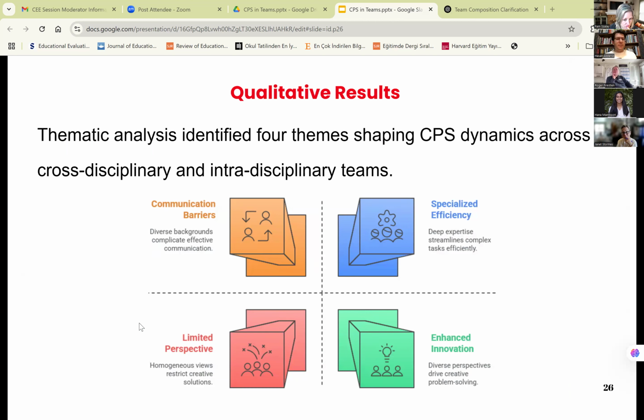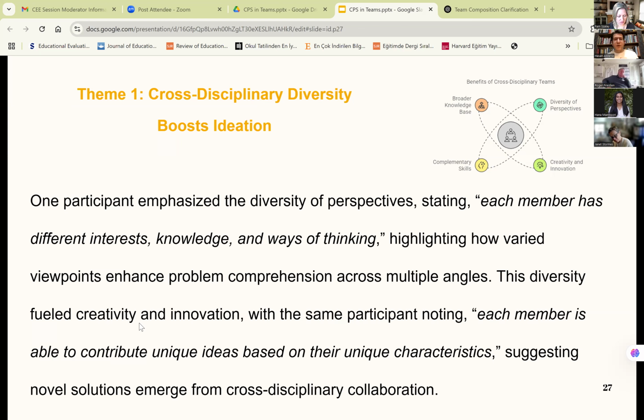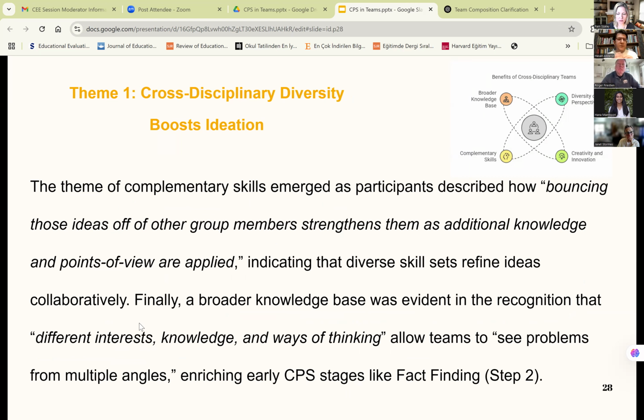As for the qualitative results, thematic analysis identified 4 themes. Theme 1, cross-disciplinary diversity boosts ideation. Participants highlighted cross-disciplinary teams' power in CPS driven by diverse perspectives, creativity, complementary skills, and a broader knowledge base. For instance, one participant emphasized each member has different interests, knowledge, and ways of thinking. Another participant said, each member is able to contribute unique ideas based on their unique characteristics. These different interests, knowledge, and ways of thinking allow teams to see a problem from multiple angles and generate multiple solutions.